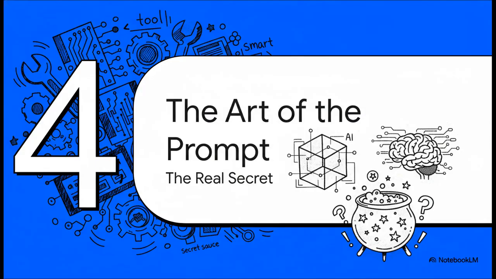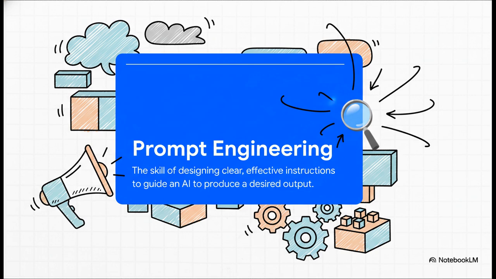Okay, now we get to the heart of the matter. We have our tool, we have our interface blueprint, but what actually makes the AI smart? This next part is the real secret sauce. It all comes down to this: prompt engineering. It sounds fancy, but it's really just the skill of writing clear, effective instructions that guide the AI to give you exactly the response you're looking for. It's less about coding and a whole lot more about communication.